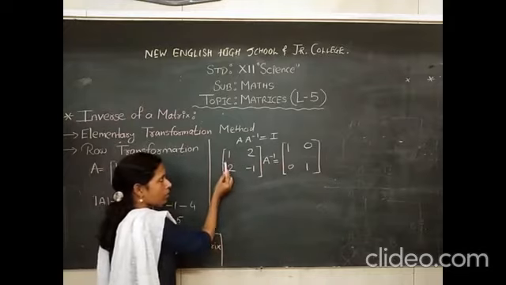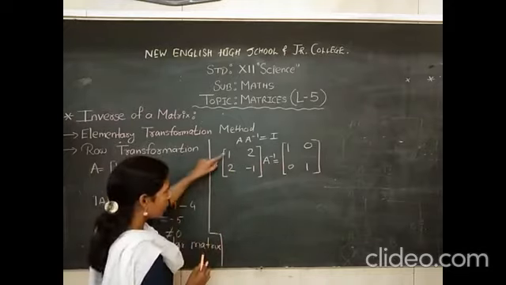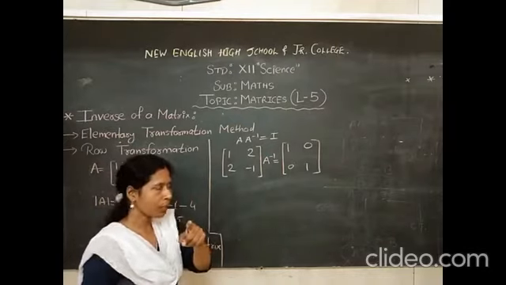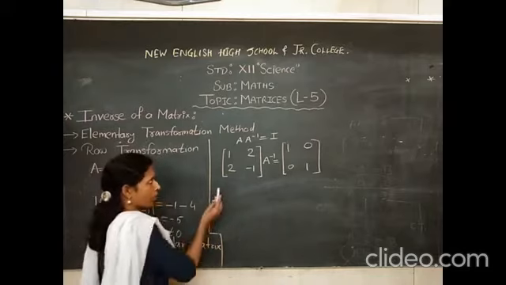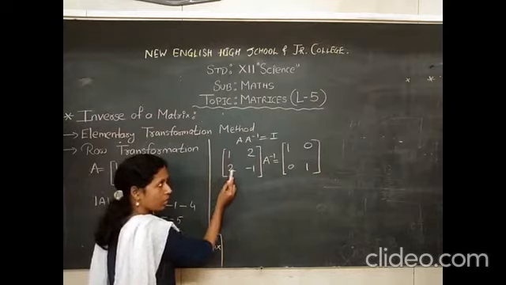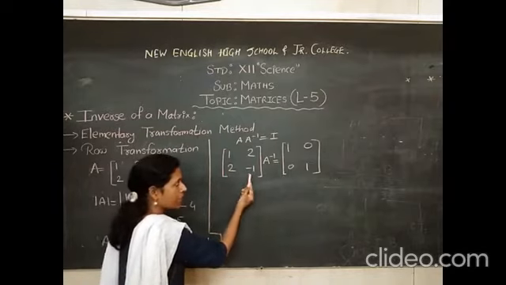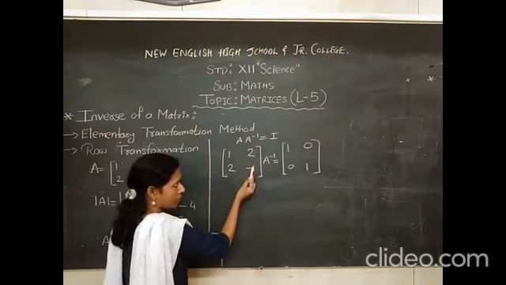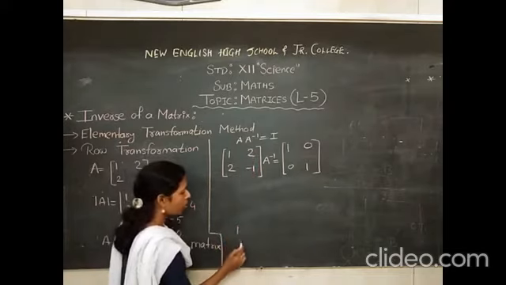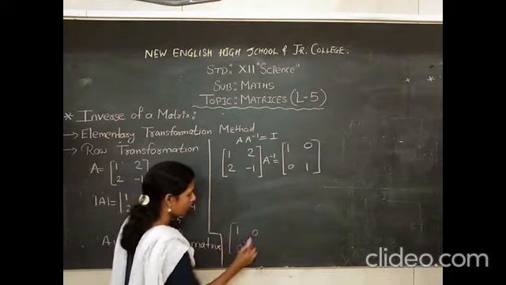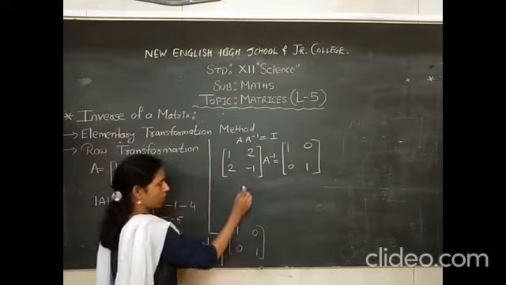My job is to convert the first column. I am applying row transformation. Better you convert its first column into 1, 0. Here I want 1 and here I want 0. Then go to the second column. In the second column, try to make it 0, 1. Means what I want? 1, 0, 0, 1. Like this I want. In place of this matrix, I want this one.